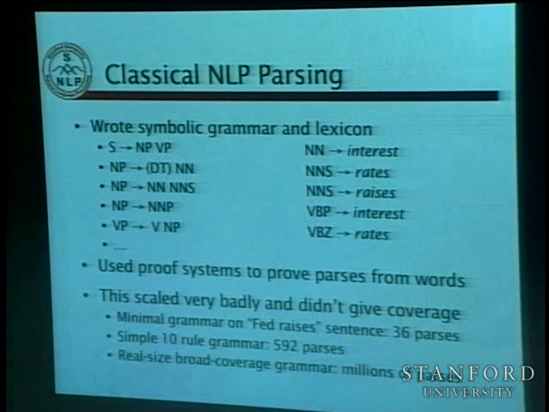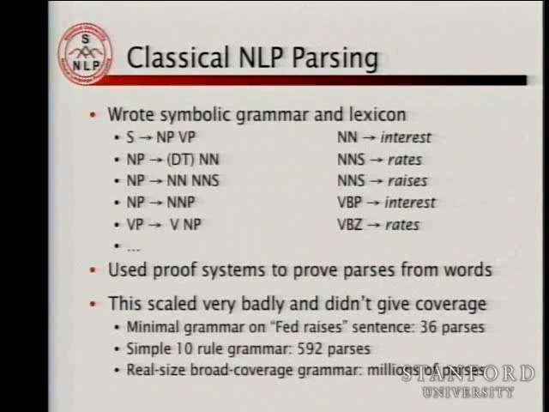Okay, so in classical NLP parsing, we wrote down a symbolic grammar and a lexicon. So here's my very little baby grammar. And you can essentially say that what we then did was use a proof system to prove that certain parses followed from the words. Or if you would prefer, you could think of it as a search system, a classic AI search system. So we search for possible parses from the words. But the problem with either of those techniques is that they scaled really, really badly.